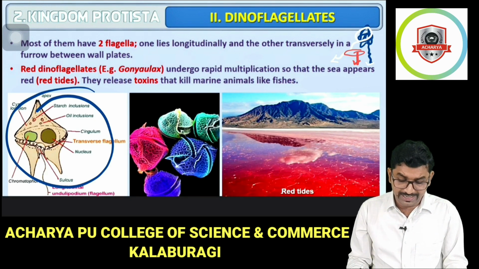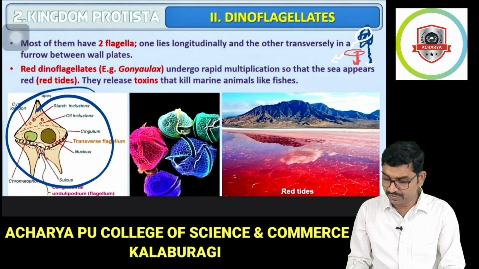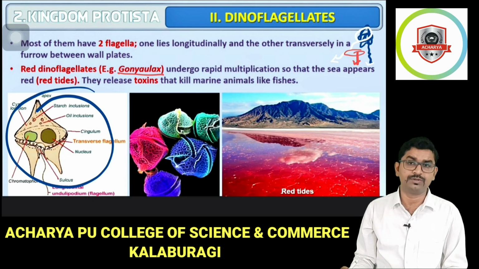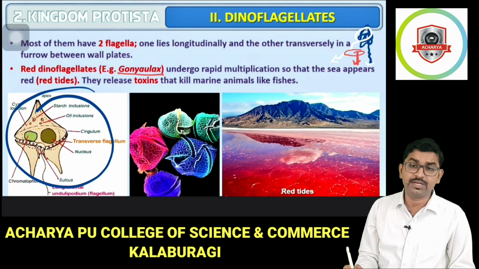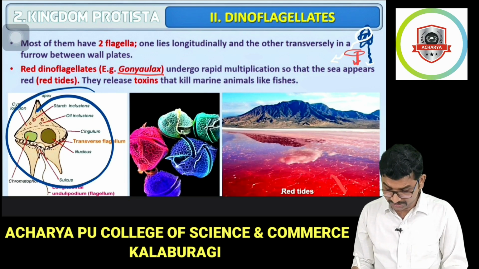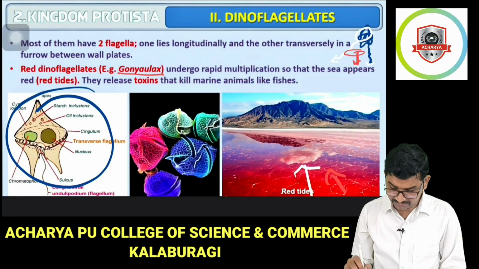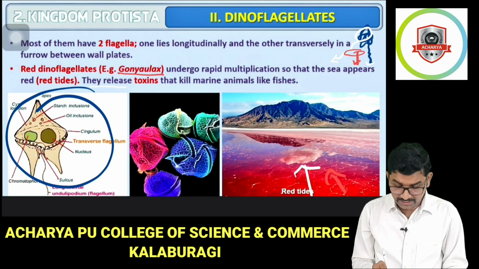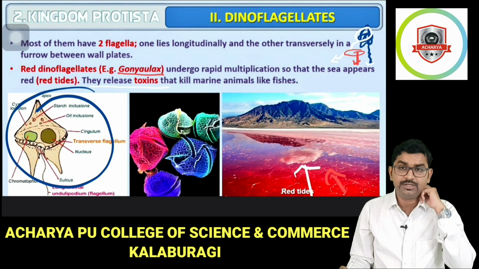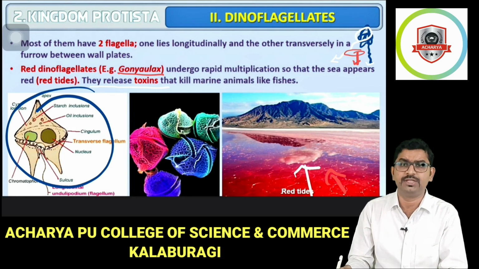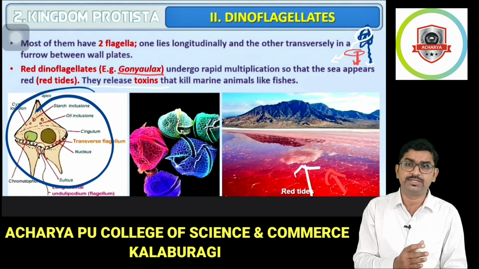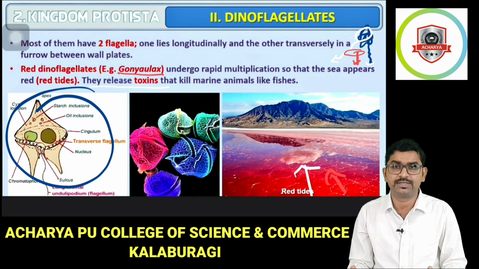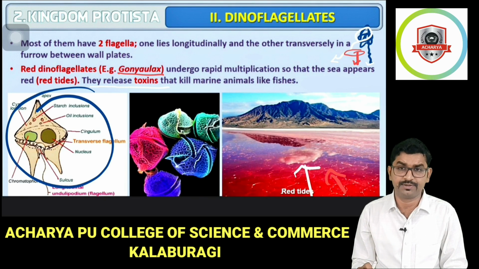Then red dinoflagellates, popularly known as Gonyaulax, undergo rapid multiplication so that the sea appears with red tides. You will note the red tide property, what I have said. They appear red in color and they release toxins that kill the marine life, the fishes present in the water. These toxins released by the protist Gonyaulax are toxic to the fishes. Clear?